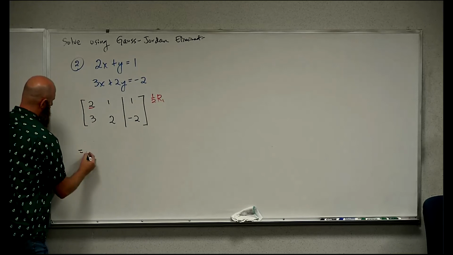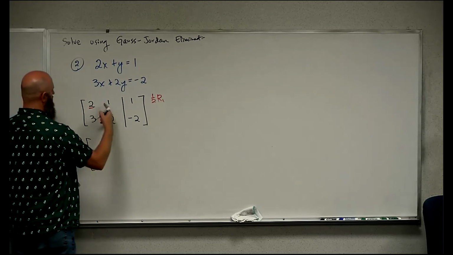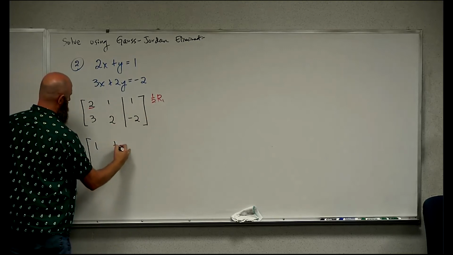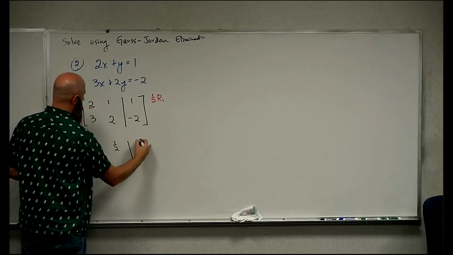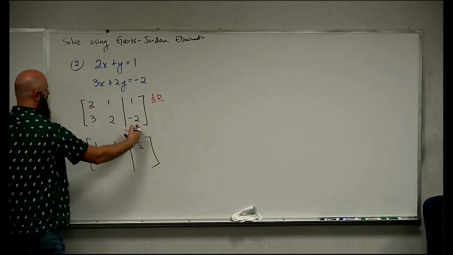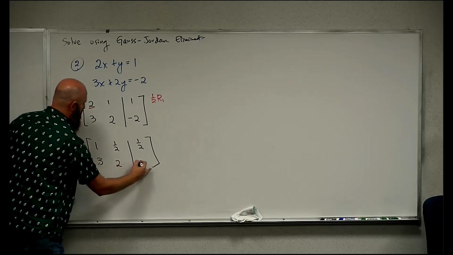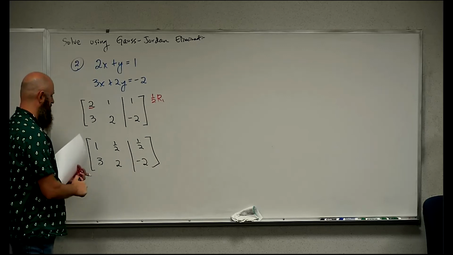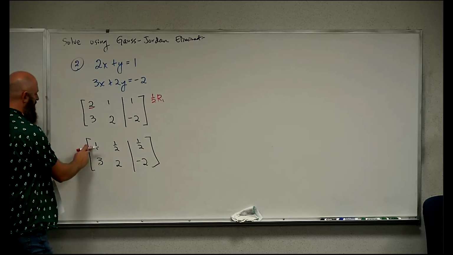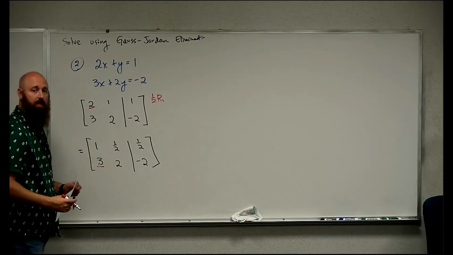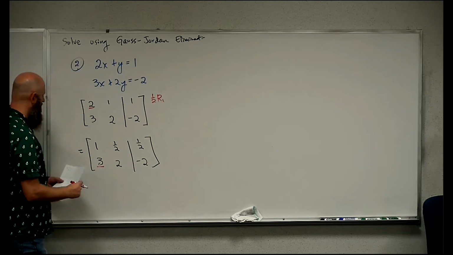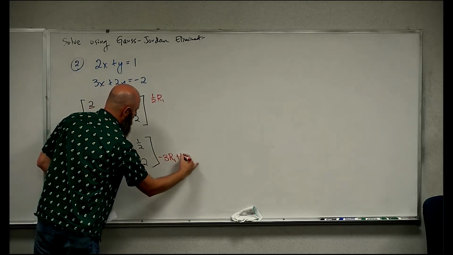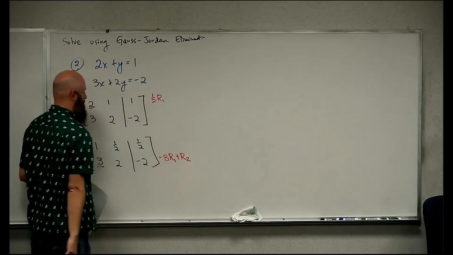All right, so that brings us to our next matrix. So let's divide all those by 2. We're going to get 1. 1 times 1/2 is 1/2. 1 times 1/2 is 1/2. And we didn't change row 2 yet, so 3, 2, -2. All right, so we got our 1. So now we need to change this 3 to a 0. To do that, we do the opposite. So -3 times row 1 plus row 2.